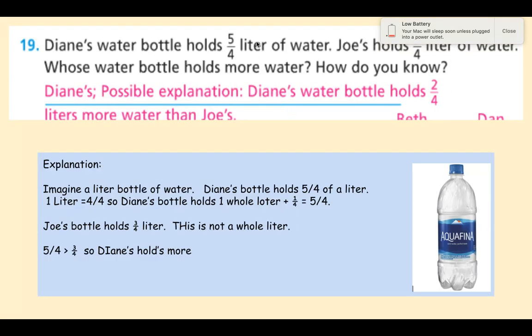Number 19, if you consider a water bottle, Diane's has 5/4 of a liter. 1 liter is 4/4, so she has 1 whole water bottle plus another quarter. Joe's has 3/4 of a liter. So that is less. 5/4 is greater than 3/4.